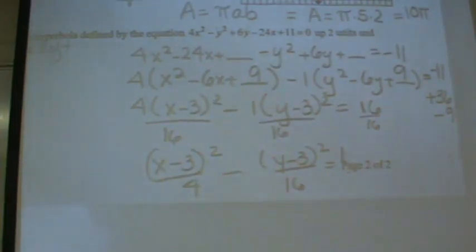So what does this thing look like? It's a hyperbola, where the center is what? Where's the center? It's at (3, 3). It's on its side because x goes first. A is 2. You're going to go 2 units this way and 2 units that way. So it's looking like this.